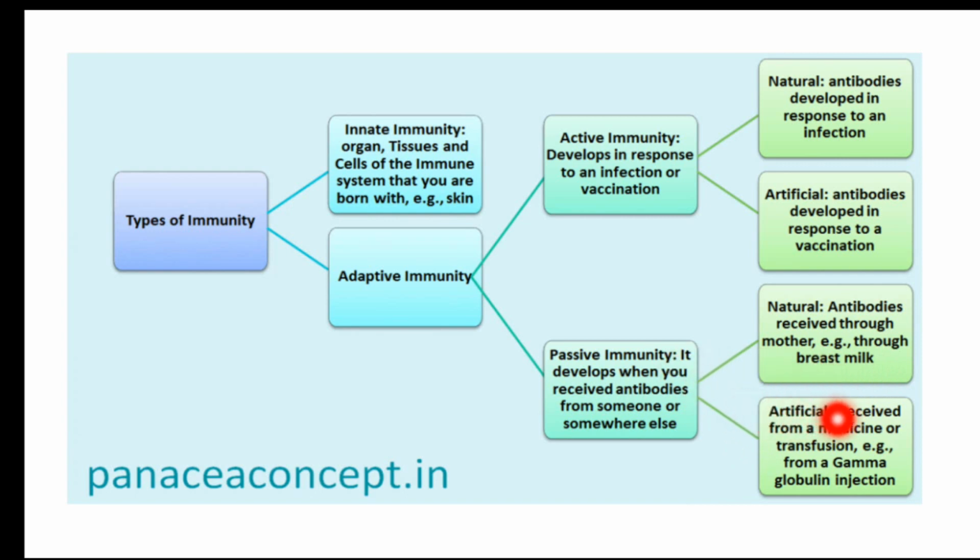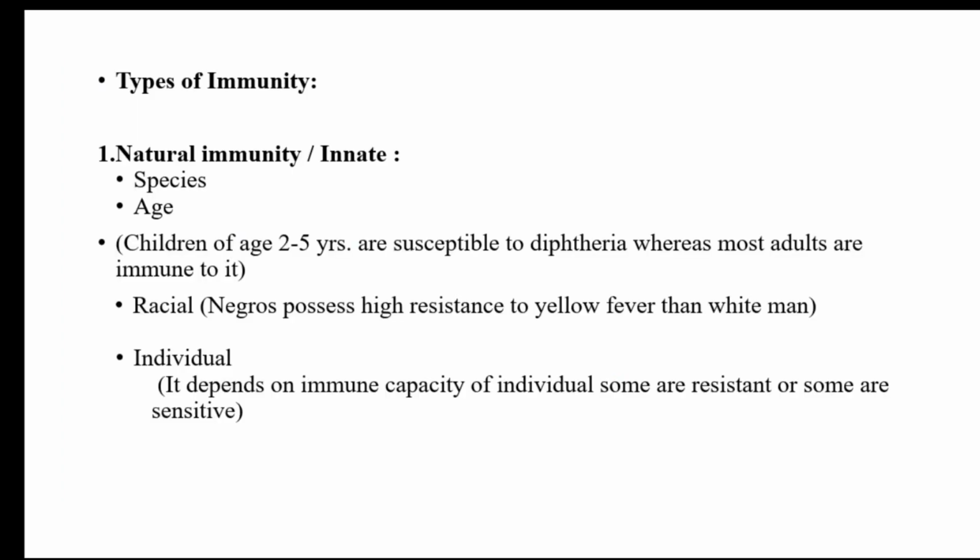Then the next is passive artificial immunity, wherein gamma globulin, that is, ready-made antibody, is administered and the response is elicited. So this is nothing but the classification of the immunity.